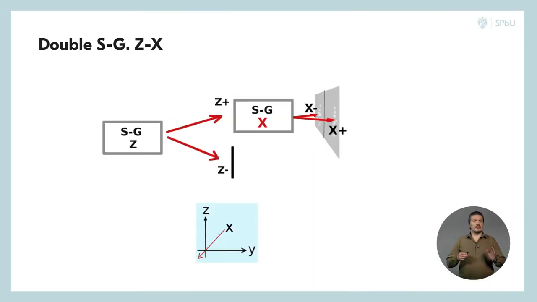Now, what if we orient the second Stern-Gerlach apparatus along the x-axis? How will the Z plus particles react to this new orientation of the field? Well, the result is this. They again interact with the field and form two equal beams with the same constant angle of deflection.